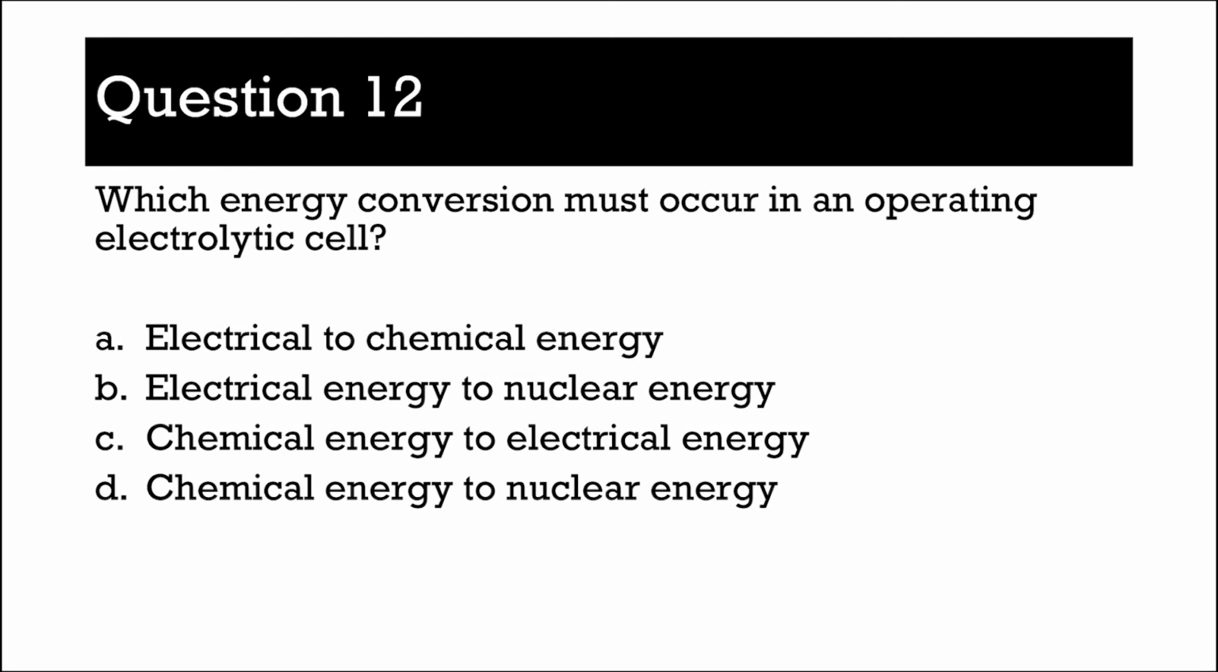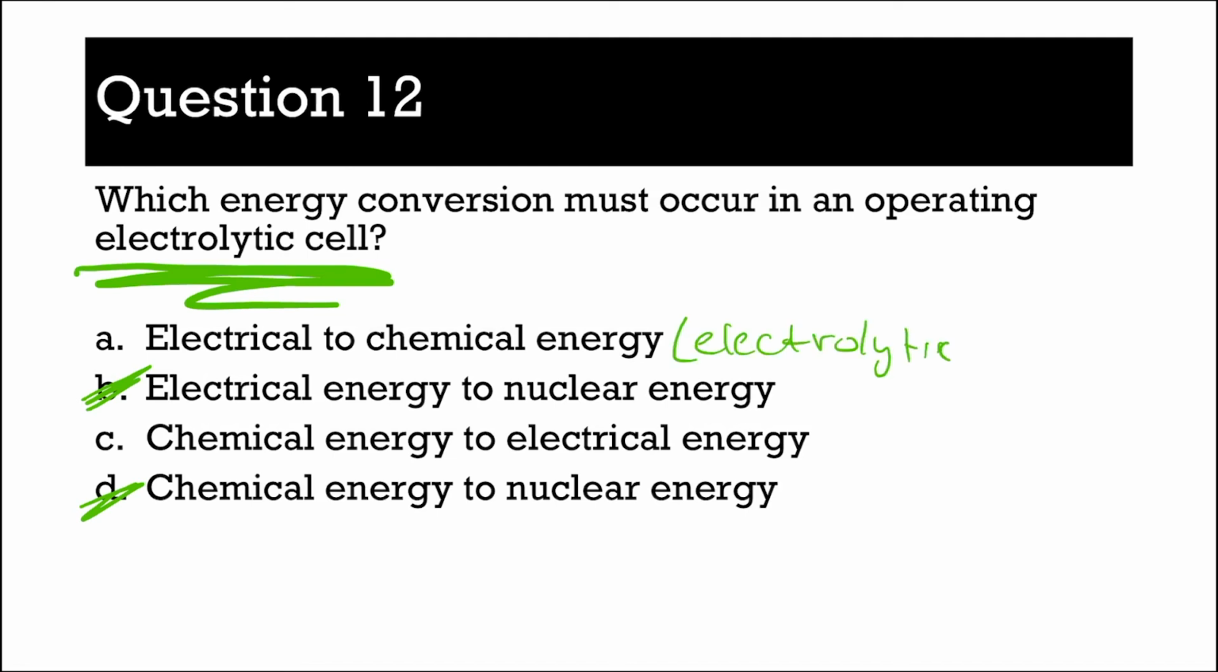Lastly, number 12, which energy conversion must occur in an operating electrolytic cell? This is almost a definition-based question. As of right now, we haven't talked about nuclear energy, so don't pick that. That's our last unit. We'll get there. Electrical to chemical. That is the definition of electrolytic. And then chemical to electrical, that is your voltaic cell. So those are those things that need to just eventually sink their way into your head. But that is it. So that's it for these questions.